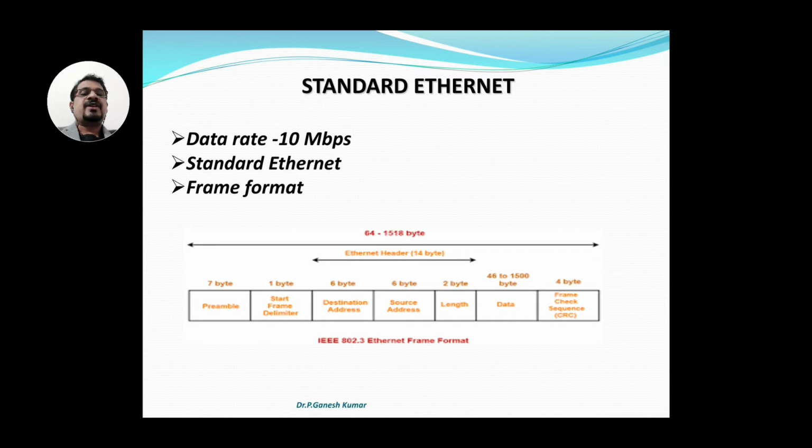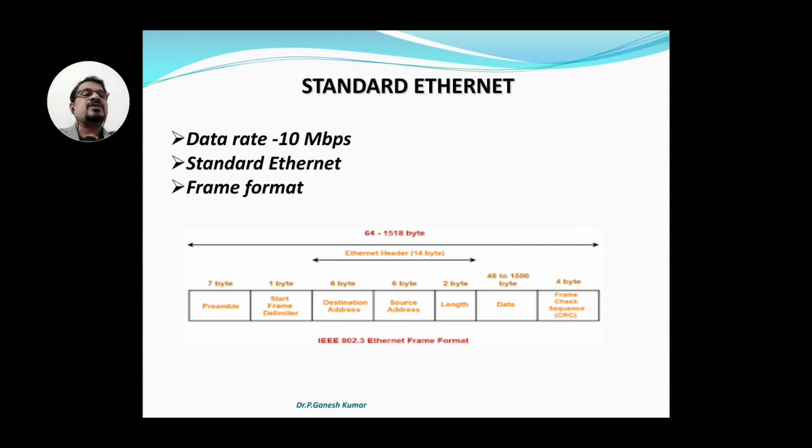And then the start frame delimiter, which is 1 byte, tells the receiver it is the start of the Ethernet frame. Next is the destination address, which is a 6-byte address field, and then the source address, which is 6 bytes. Then 2 bytes define the total length of the frame, because the frame size may vary from 64 to 1518 bytes. In that case, every inter-networking device should understand the total length.